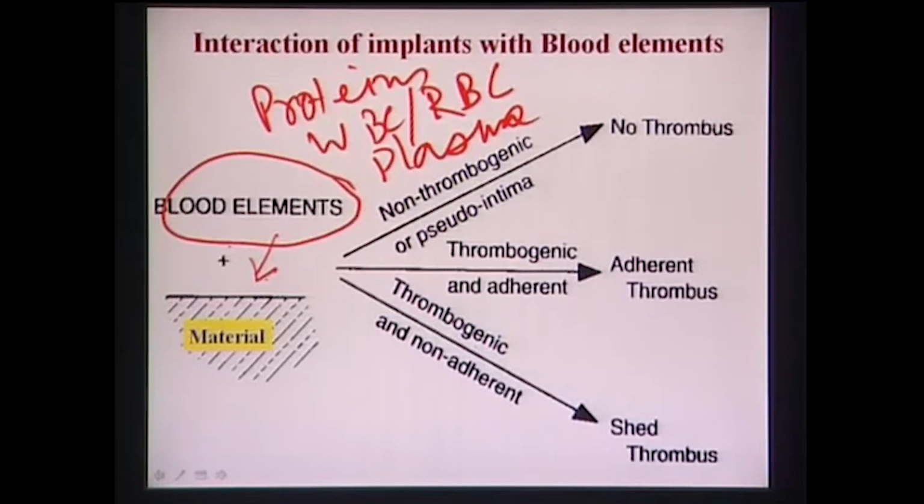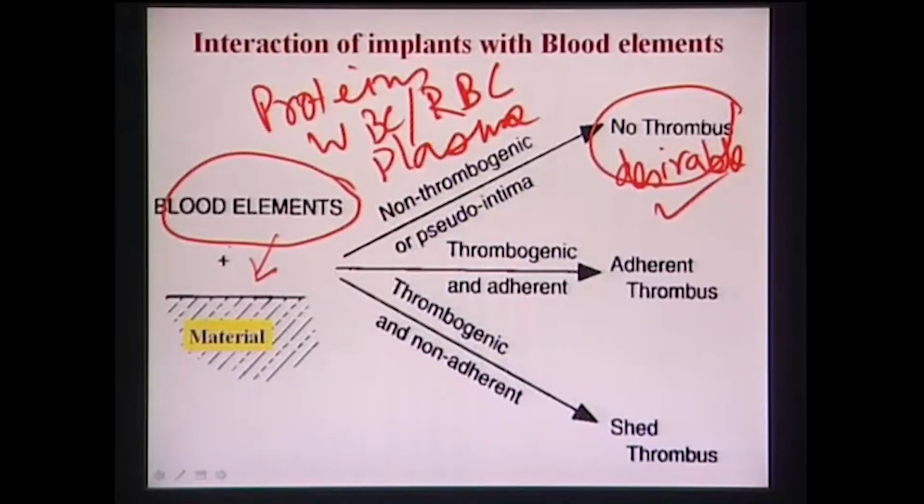One is the non-thrombogenic or pseudo intima. Non-thrombogenic means there is no thrombus formation. I will come to this, and I will show you some slides to illustrate what is called a thrombus. Non-thrombogenic means it is very good, as there is no blood clotting, the coagulation of the blood cells does not take place, and therefore it is desirable.